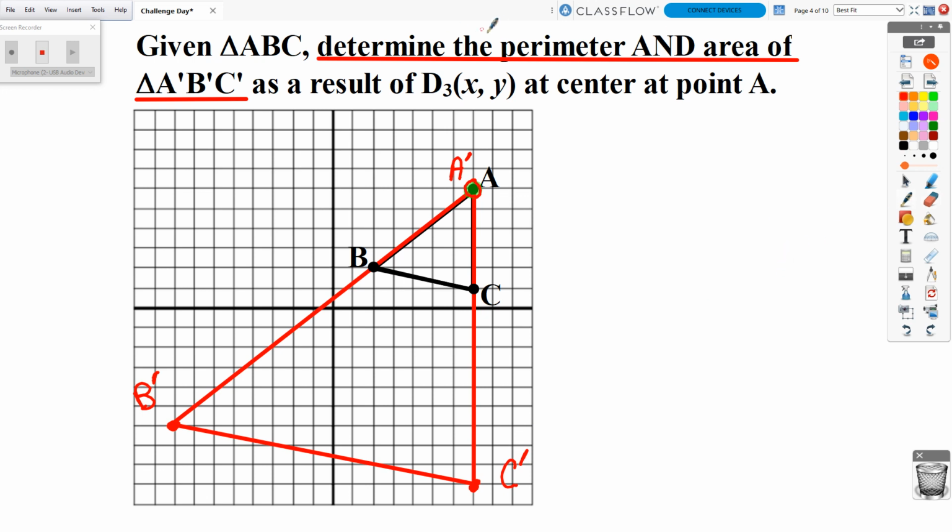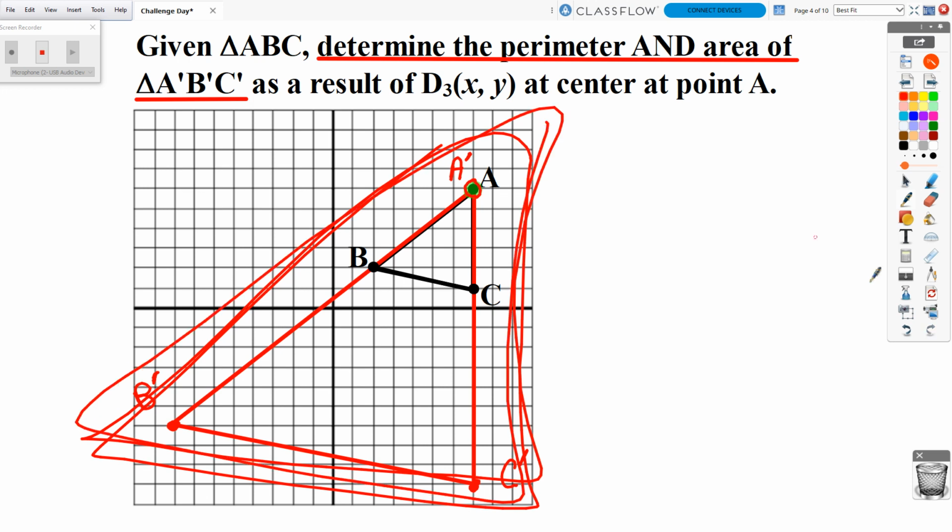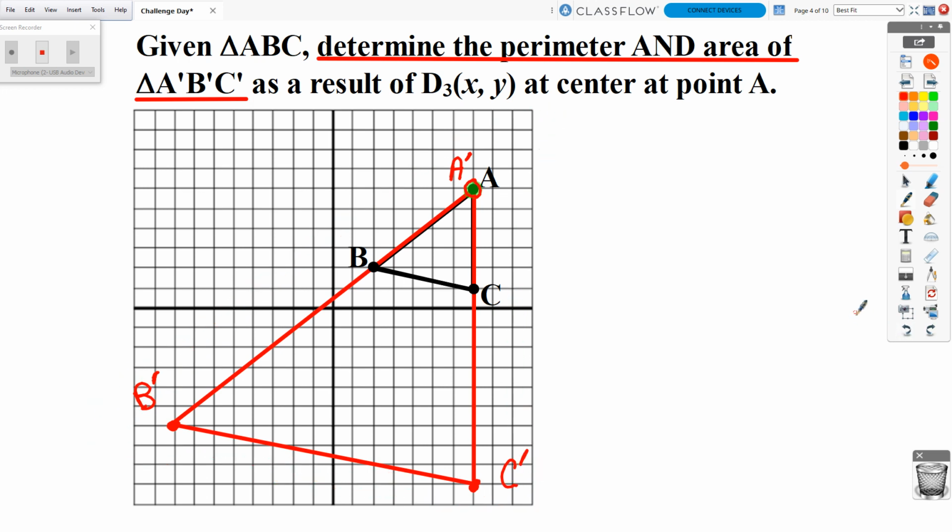So perimeter, I have to figure out what the length of all three of these sides are. Are any of these three sides easy to determine? I would say yeah, this side, right? It's perfectly vertical. I can count that. Remember, we went down 15 from A to get to C prime. So this length, I'm going to start using a different color now, from here to here has a length of 15.